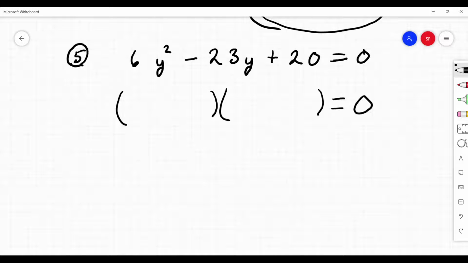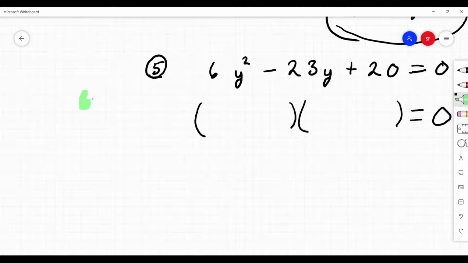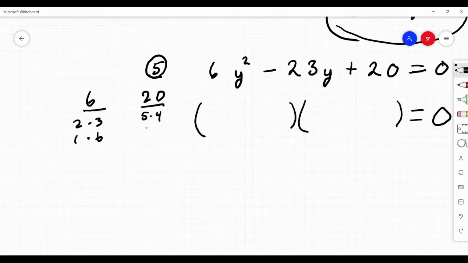Now it's a little bit trickier if you remember, when a is not 1, because it's not just going to be y and y. We have different options. It's going to be 2 and 3, and we also have 1 and 6. And for 20, we have the same as before: 5 times 4, 2 times 10, and 1 times 20. I feel like it's most likely going to be 5 and 4.